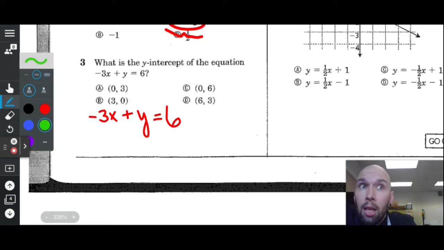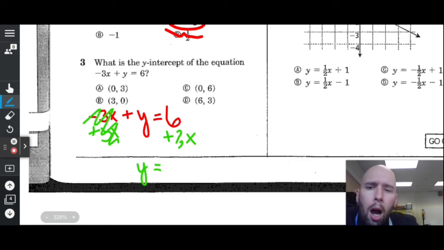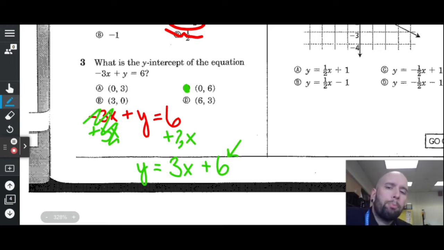How do I do that? The opposite of negative 3x, which is positive 3x. So I'm going to add 3x, and that cancels out. Is y alone now? Yup. I'm going to write out the 3x first because it looks like slope-intercept form. 3x and 6 don't combine, so it's a positive 3x and a positive 6. My y-intercept is 6, which is the 0, 6 as we said on that first slide. Not 60, not 63, none of those. That's my y-intercept.